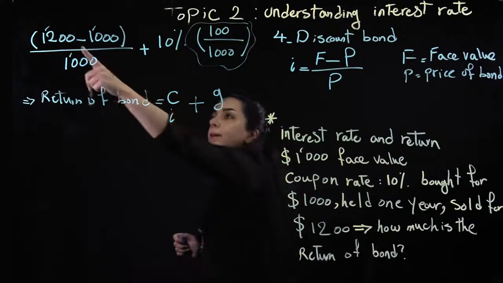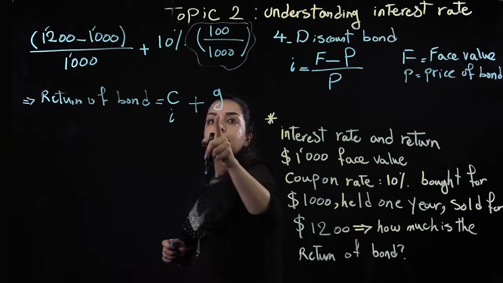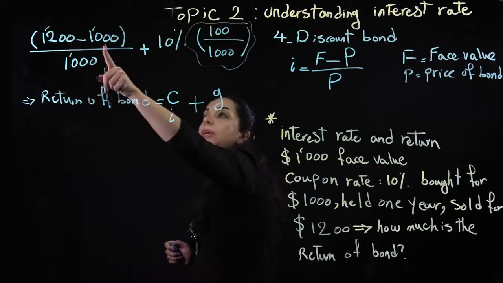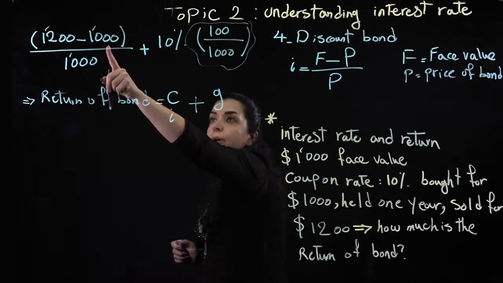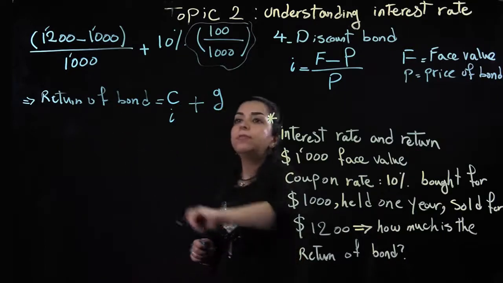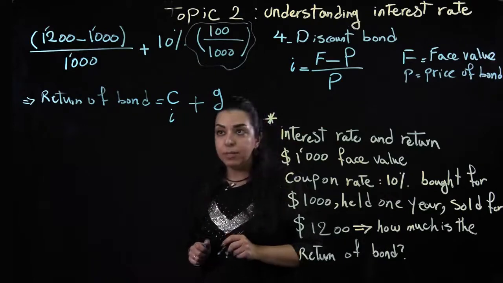So if the price is increasing, of course it means that it is capital gain. But if the price of the bond is decreasing and is going below the face value or the amount that you have paid to buy the bond, of course you're going to be in loss. So that's why the rate of return is interest rate plus capital gain or capital loss.